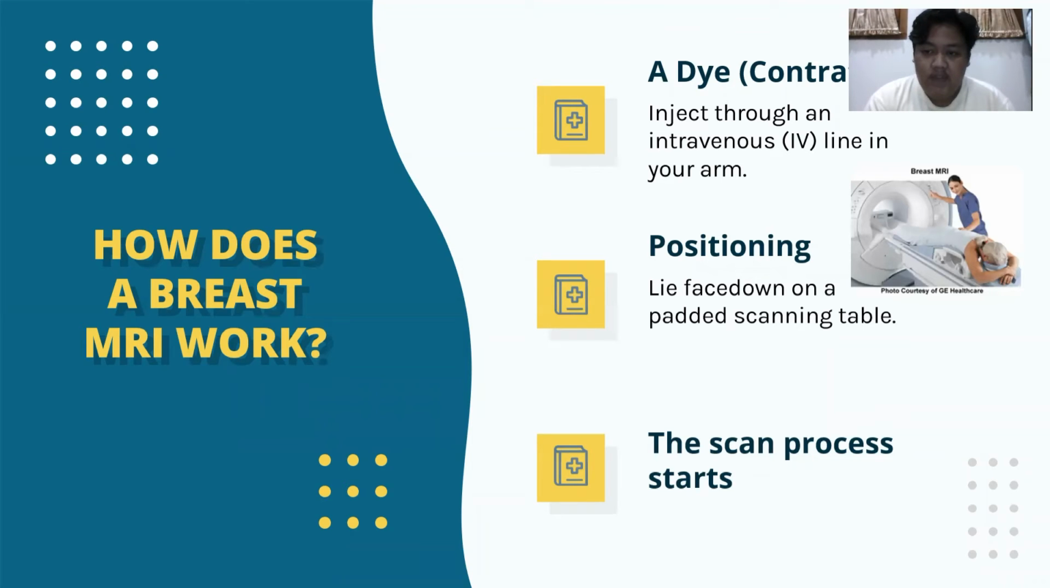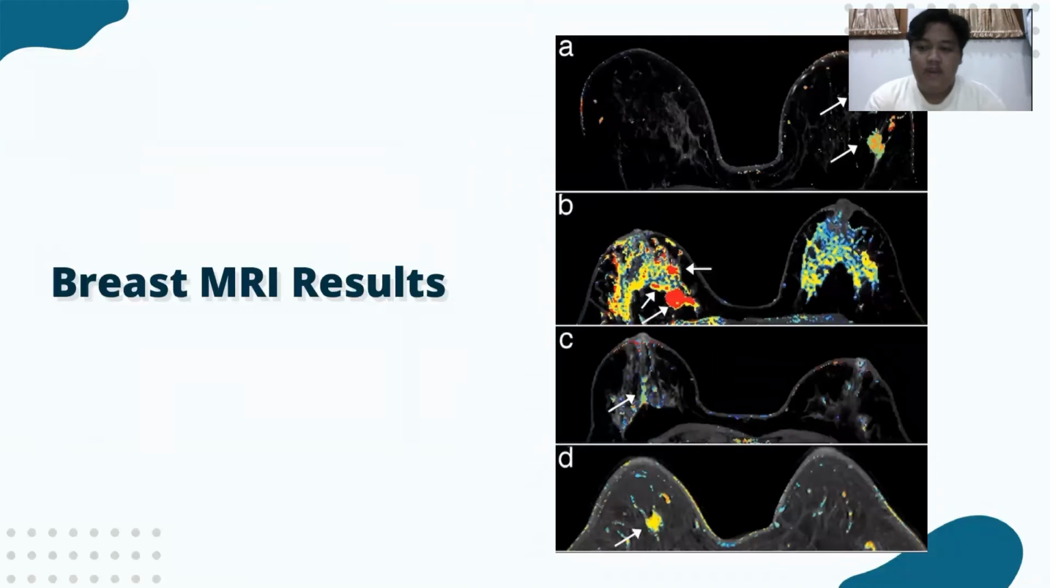The MRI machine creates a magnetic field around you and radio waves are directed at your body. You won't feel the magnetic field or radio waves, but you may hear loud tapping and thumping sounds coming from inside the machine. Because of the loud noise, you may be given earplugs to wear. And these are the results of MRI imaging in detecting breast cancer.